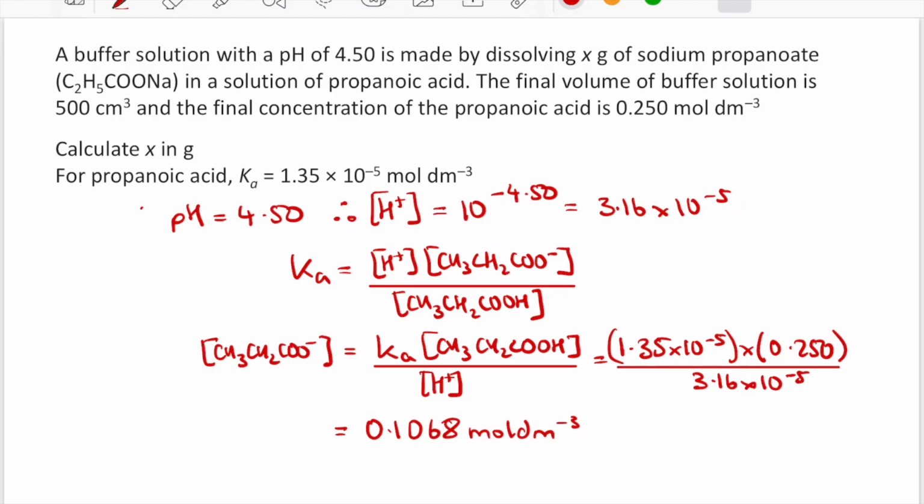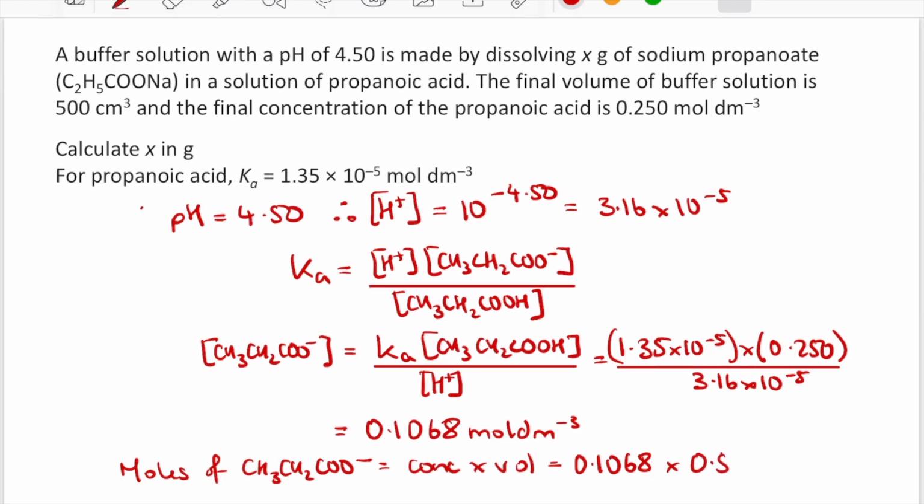So we can now work out the moles of propanoate ions because we have the concentration. It's concentration times volume. We know the concentration is 0.1068. We know that the volume is half a decimeter cubed. So the number of moles is 0.053. Again, I'm keeping that in my calculator.